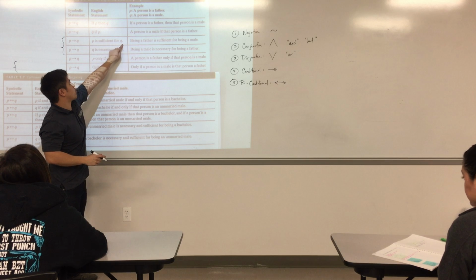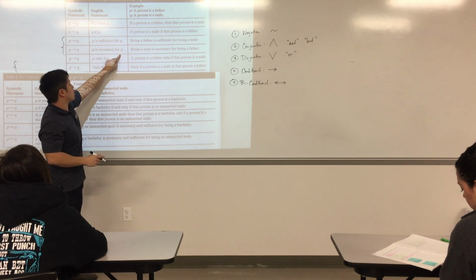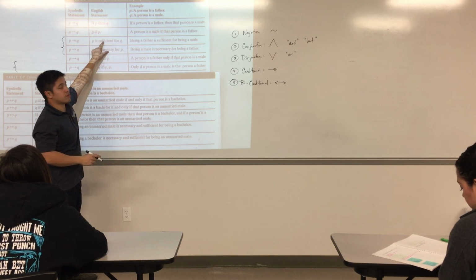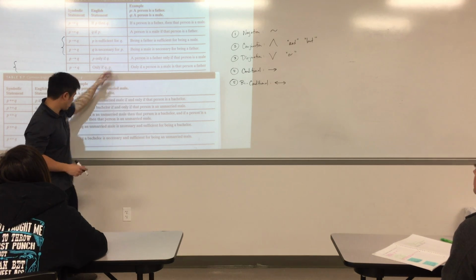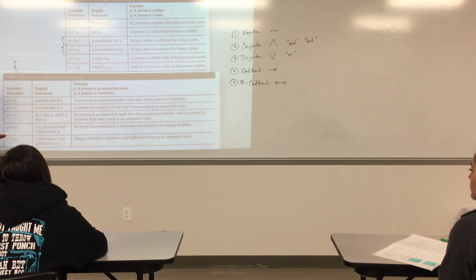P is sufficient for Q. Q is necessary for P. Notice, do you see both words in the same sentence? No, because that's conditional. They're in the same sentence here because necessary, sufficient, both directions. Does that make sense, guys? Okay. So now you know. Let's go take a look at our problem to see if we can answer it correctly.